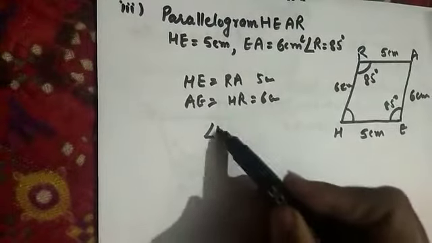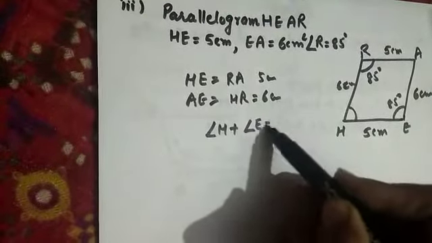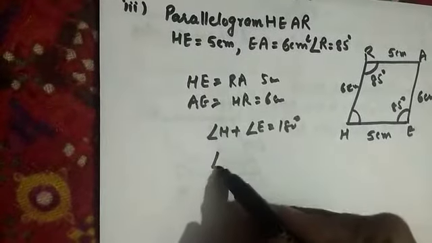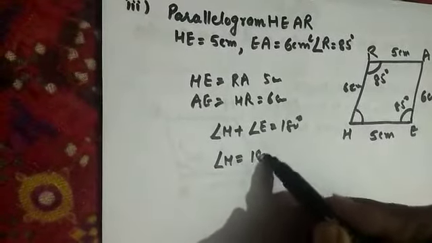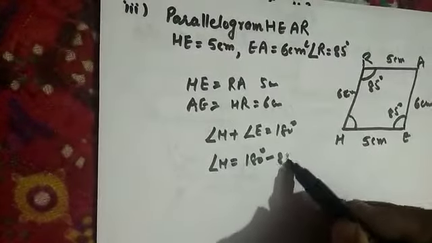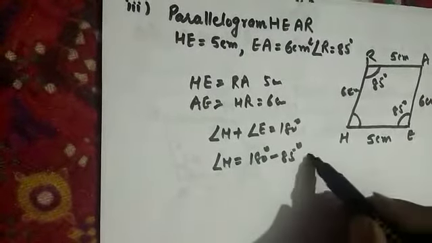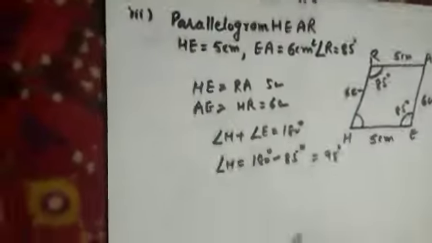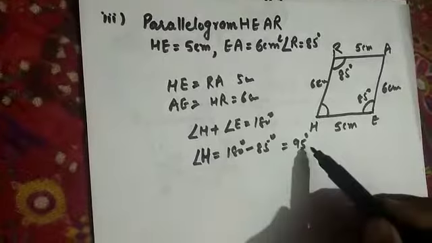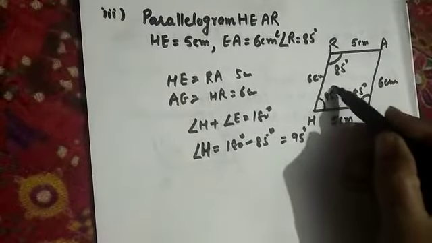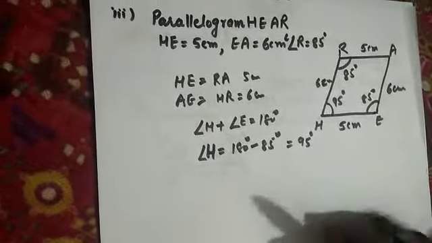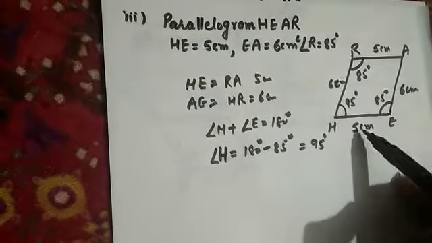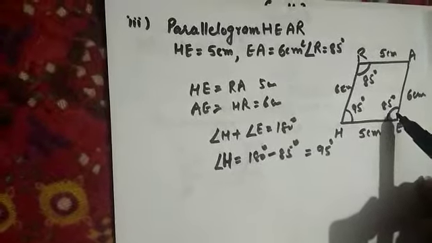We know that adjacent angles of a parallelogram are supplementary. So angle E is given to us, that is 85 degree. So we'll find out angle H, that will be 95 degree. So this angle will be 95. Now you can construct by using the same concept, two sides and three angles are given.